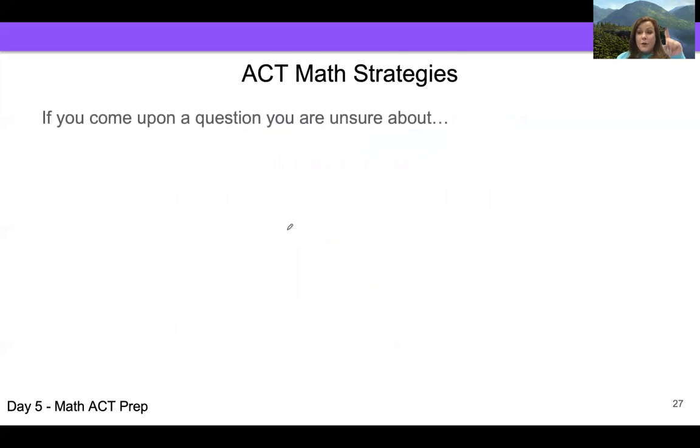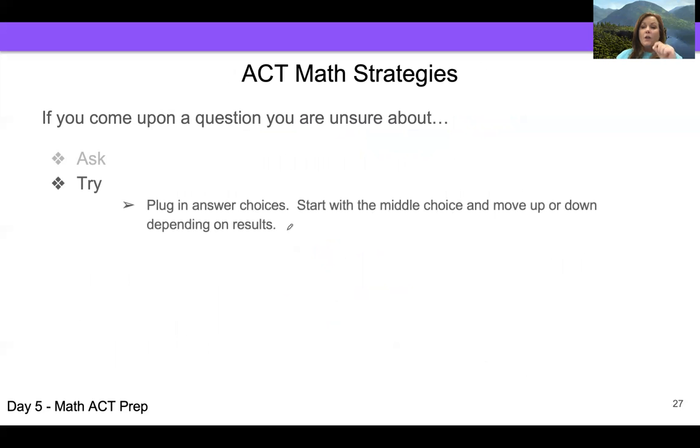Now, if you're unsure and you've asked yourself and you still can't get it, you're going to try, okay? Look at the answer choices. You get 5 answer choices and start plugging them into the equation and see which one works. You always want to start with the middle choice because they tend to go from smallest to largest. Start with the middle choice. If that's too much, then move down. If it's too little, then move up.